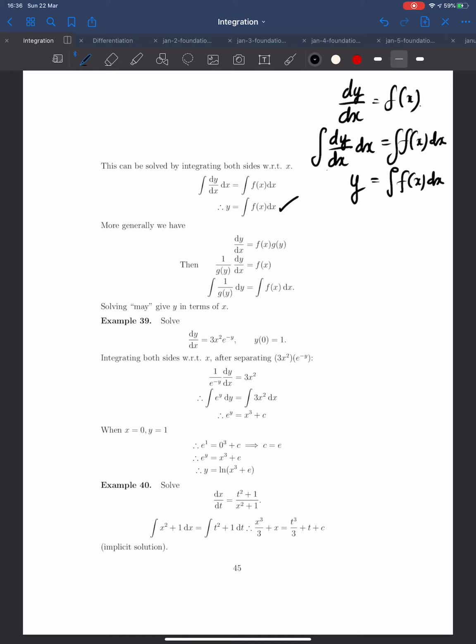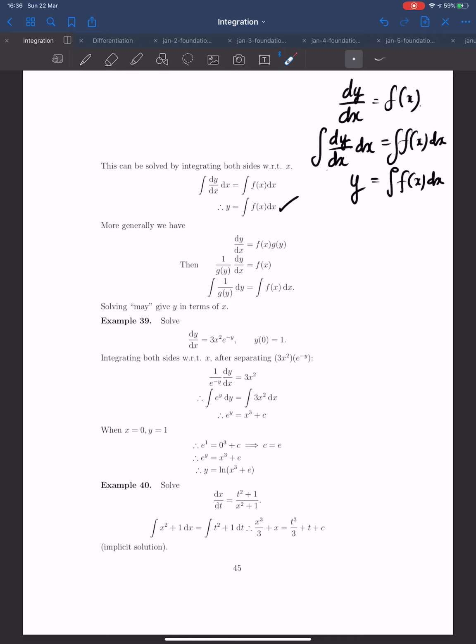But more generally, you would have dy by dx is a function of x times a function of y. So what we do is we collect the y's to the left here, and then we integrate both sides with respect to x. So you end up with the integral of 1 over g of y dy, because if we differentiate and then integrate, that becomes dy. Integrate this side with respect to x, it's f of x dx. So this may give y in terms of x.